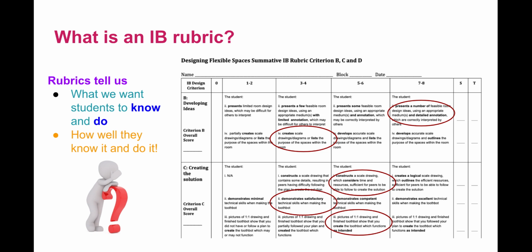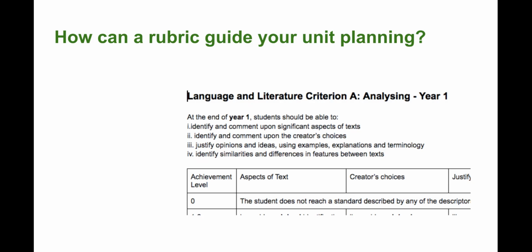And then from that, you can set goals to continue to improve. So, how can a rubric guide your unit planning and your day to day lesson planning? If you look at the objectives at the top of the rubric, you will see for example, in language and literature, we have four aims or outcomes at the top of the rubric that we want students to be able to do competently by the end of the course.